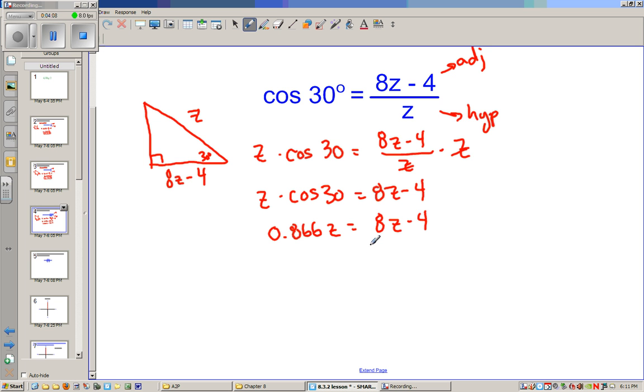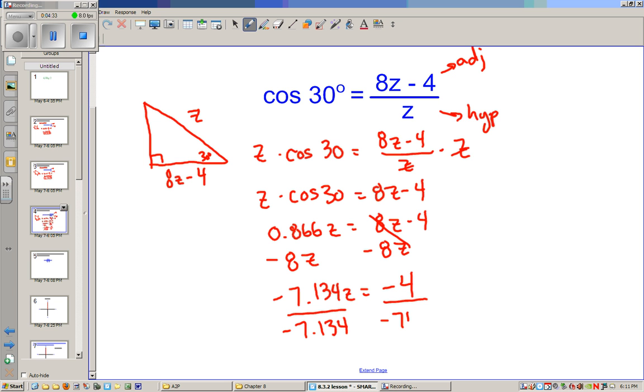We're going to want to subtract 8z here, so we have all our z's on the same side of the equation. These will cancel. So we're left with just negative 4 on this side. Over here, 0.866 minus 8 is negative 7.134z. And if we divide both sides by negative 7.134, we get z to equal about 0.56.